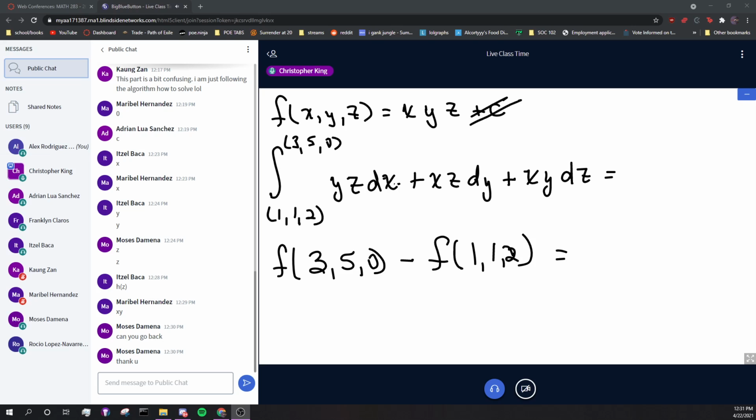So if we put (3, 5, 0) into the function, what value do we get? 0. Minus, if we put the value (1, 1, 2) into the function, what value do we get? 2. So our value of the integral is -2. Any questions?